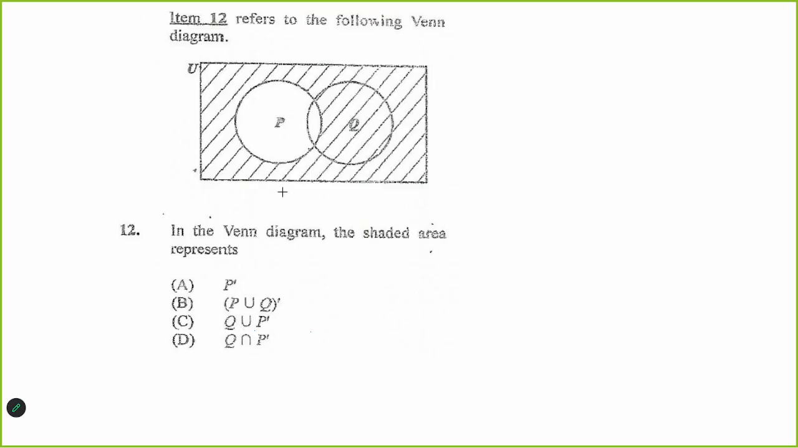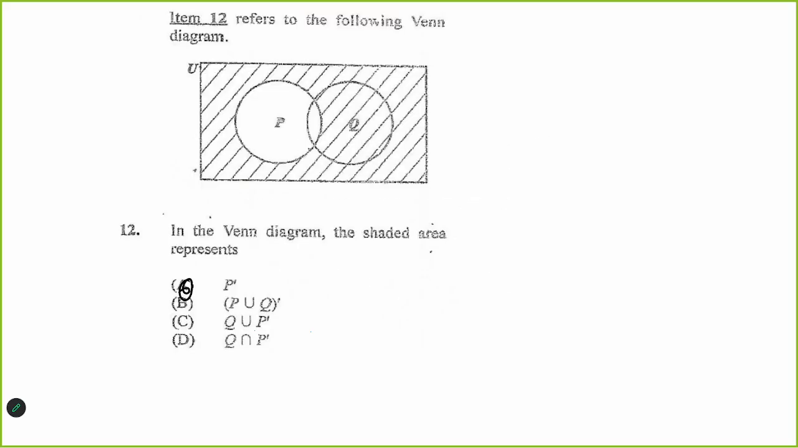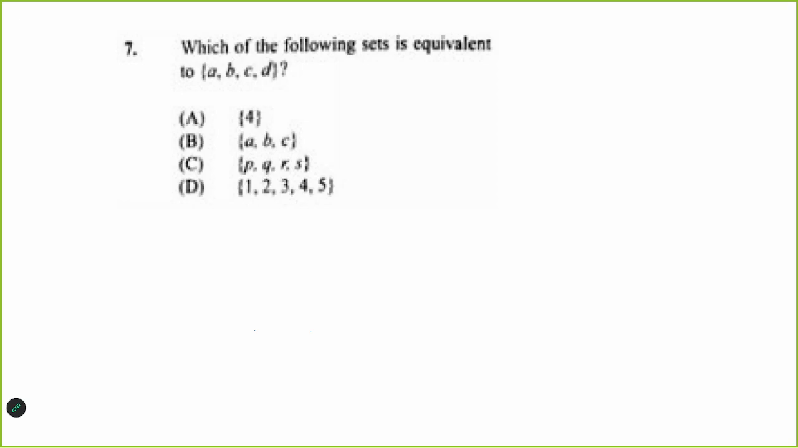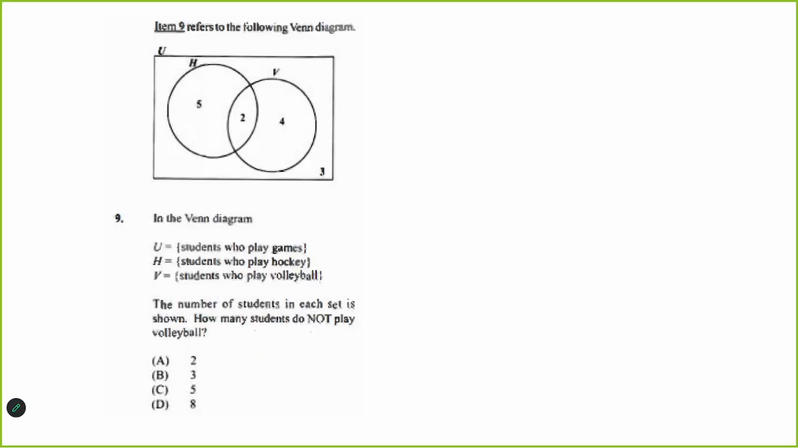This one here, repeated question, P complement. That's the end of January 2019. Let's look at May, June 2018. Equivalent set, they have the same number of elements, which would be C. This one here, the shaded region is P complement, everything outside of P. How many students do not play volleyball? It would be 5 and 3, which is 8.